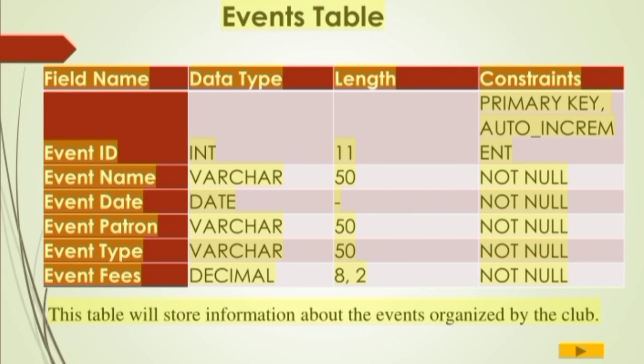Events table. Field name, data type, length, constraints. Event ID, int 11, primary key, auto_increment. Event Name, varchar 50, not null. Event Date, date, not null. Event patron, varchar 50, not null. Event type, varchar 50, not null. Event fees, decimal 8,2, not null. This table will store information about the events organized by the club.